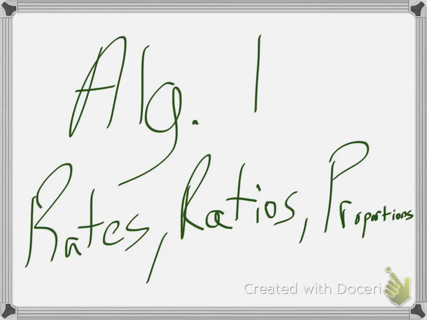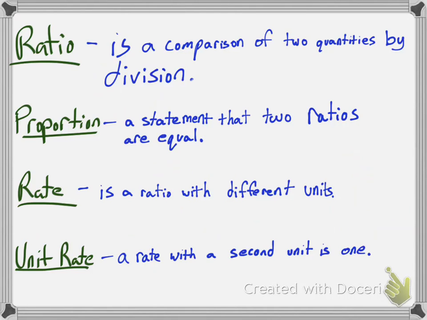Algebra 1, we're doing rates, ratios, and proportions. You already know what this is, so here's some quick definitions. A ratio is a comparison of two quantities by division. Basically, if you're comparing 3 and 4, a ratio would be 3 over 4. That's it. A proportion is a statement that two ratios are equal.